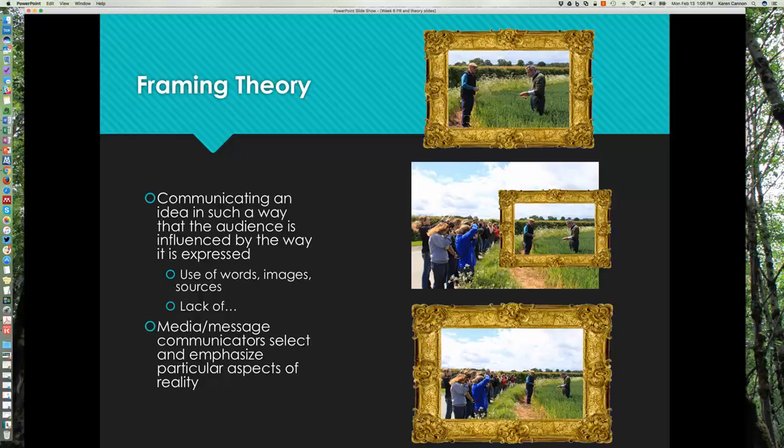But if you take this visual and think about how a news story is written or how a feature story is written, certain things are emphasized over other things to focus the reader or the public's mind on a certain type of message.